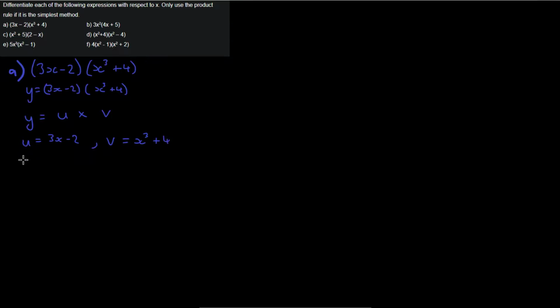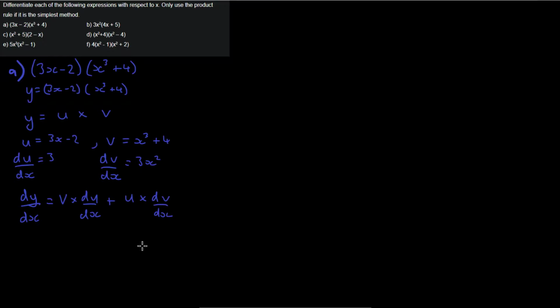So the product rule needs us to derive both of these. So let's work that out. du dx equals 3, and dv dx will just be 3x squared. The constants, the negative 2 and the plus 4, they'll disappear when we derive. Now, the derivative of our original function, 3x minus 2 in brackets and x cubed plus 4 in brackets, that will be v times du dx plus u times dv dx.